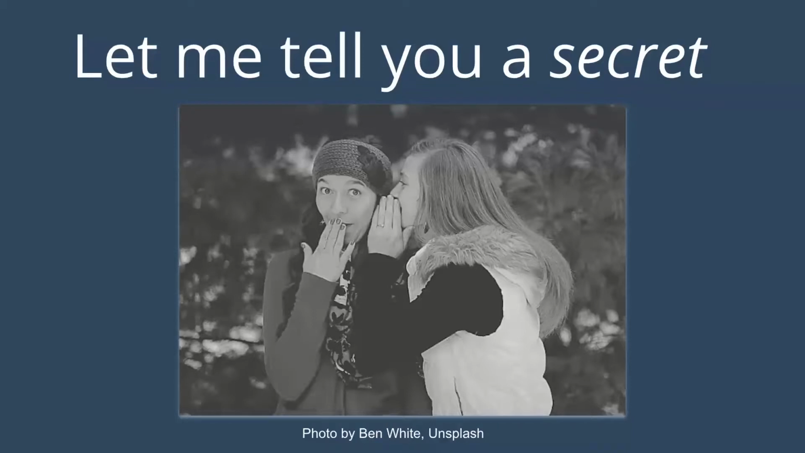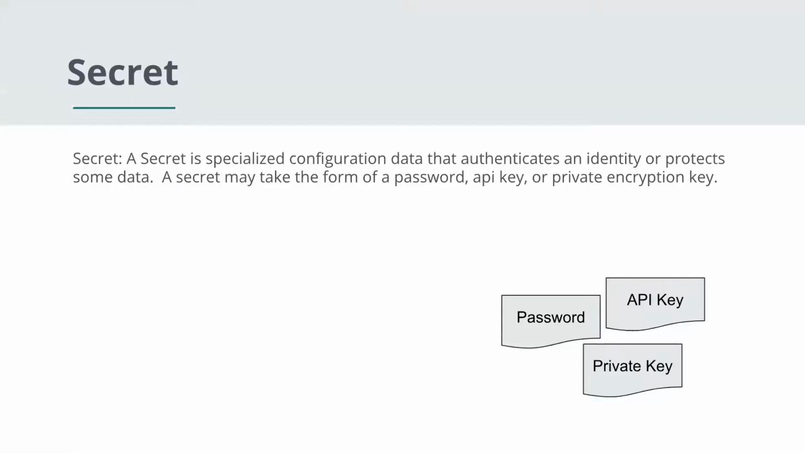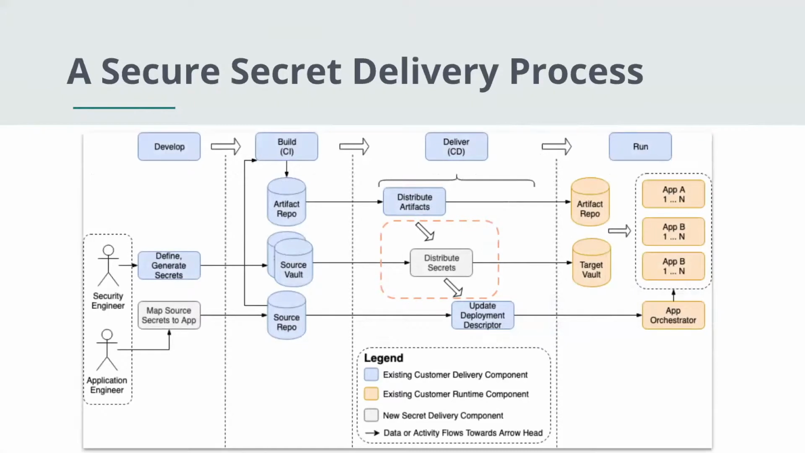So moving on, how do we actually transmit these secrets? First off, I want to define a secret as a specialized configuration that authenticates an identity or protects some data. A secret may take the form of a password, an API key, a private encryption key, a client certificate, those things. It's probably best to look on the right side here. The left projector is a little out of focus.